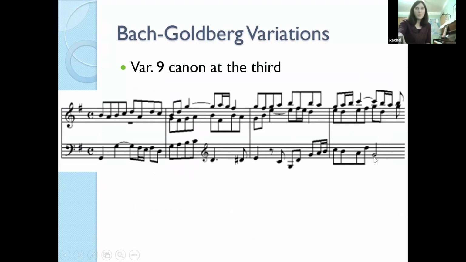Again, we have a lower voice that's not part of the canon. Okay, we start on a B, and here the follower is going to come in on a G. Okay, this is our original. And then we have, that's pretty cool, isn't it?